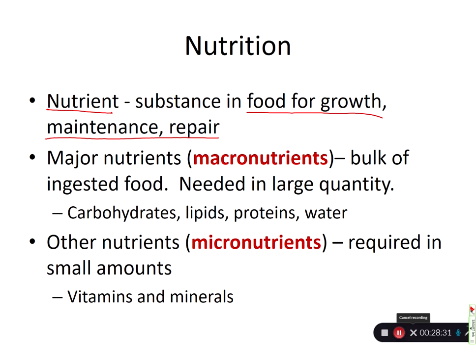The major nutrients that we consume are macronutrients. Macro means big, so you actually need these in large amounts. So this is the bulk of the ingested food that you're consuming. So carbohydrates, lipids, proteins, nucleic acids, and water. Okay. We're only going to focus on the ones that I have listed up here. We're not going to talk much about nucleic acids.